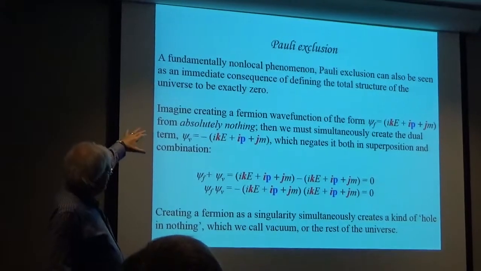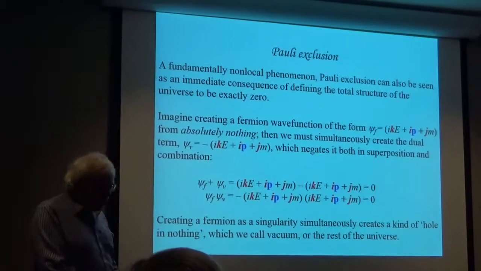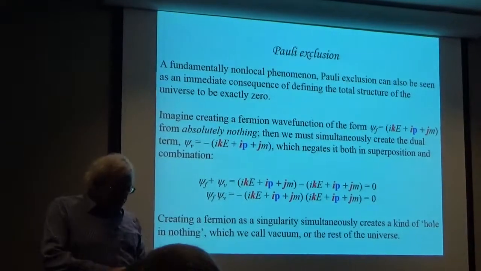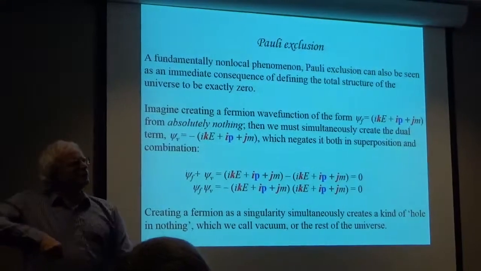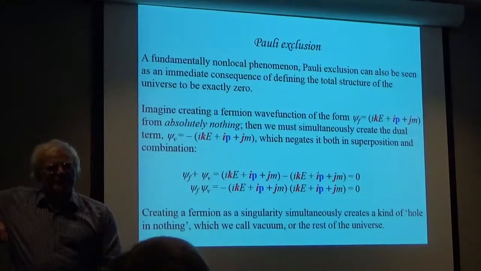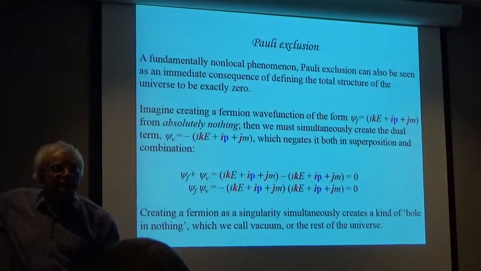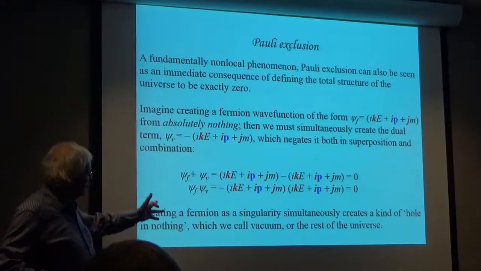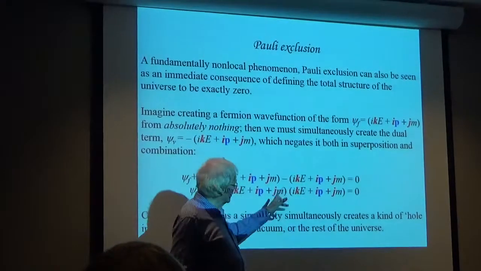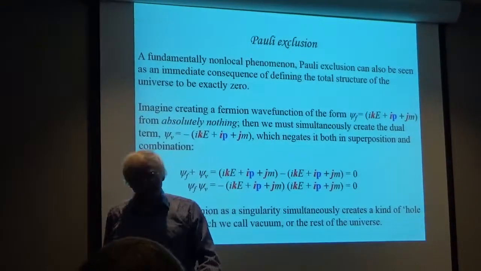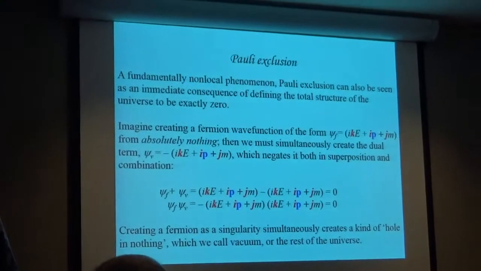Here, what I'm saying is, if you create a fermion with all its bits and pieces, all its potentials and so on, from absolutely nothing, you pluck it out of nothing, you would leave a hole in the nothing. And that's what we call vacuum. So vacuum is like a reflection of what the fermion is. So that's the fermion, that's vacuum. They total to zero, they multiply to zero. Combination and superposition are both zero.